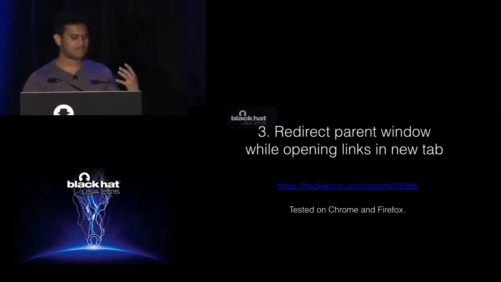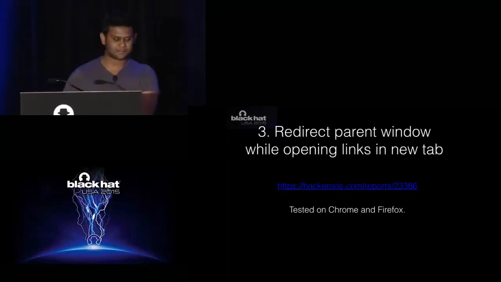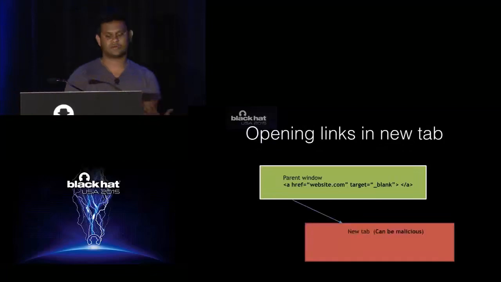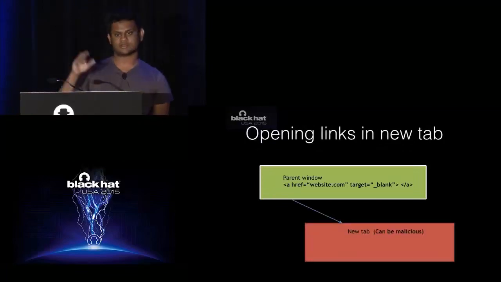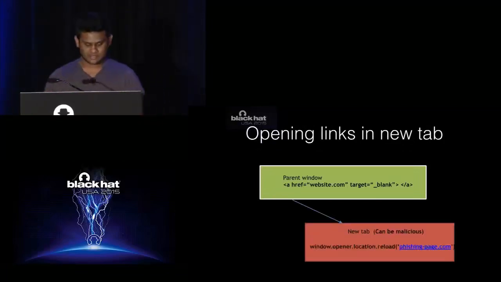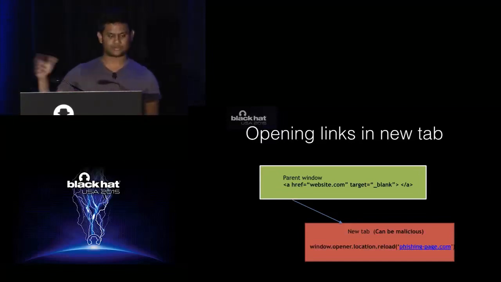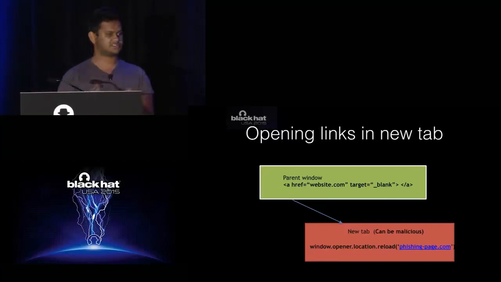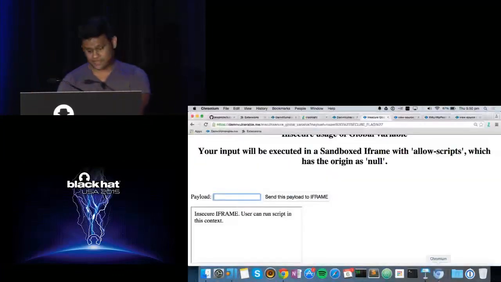So sometime back, a guy called Daniel reported on HackerOne a vulnerability on HackerOne and different other websites, where you can have a parent window open a new tab with target equals _blank, and then it can be malicious. And if he does a window.opener.location.reload of some phishing page, then the original page just changes its domain. Which can be pretty useful in phishing attacks.